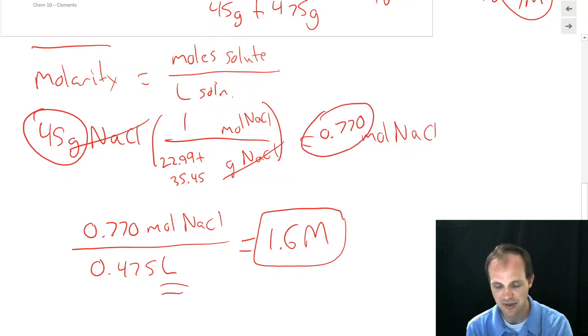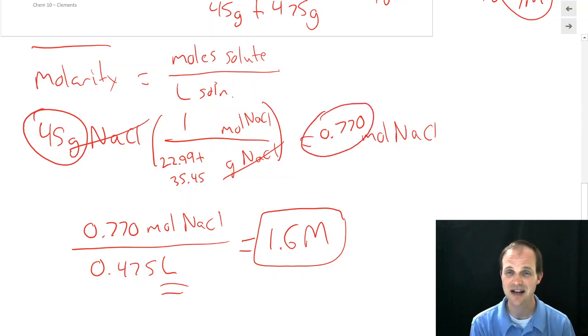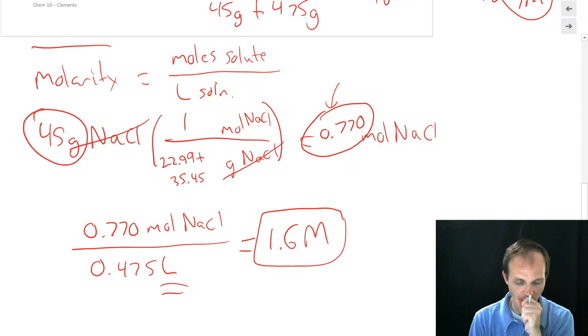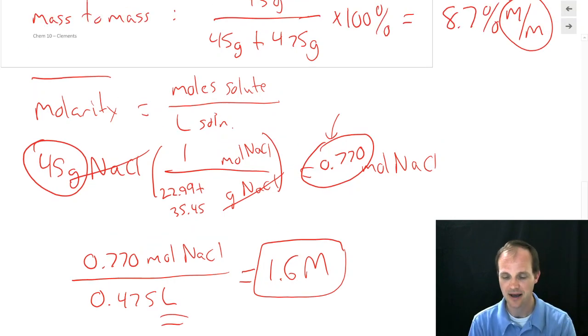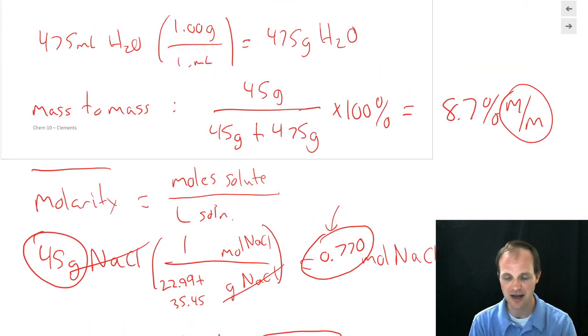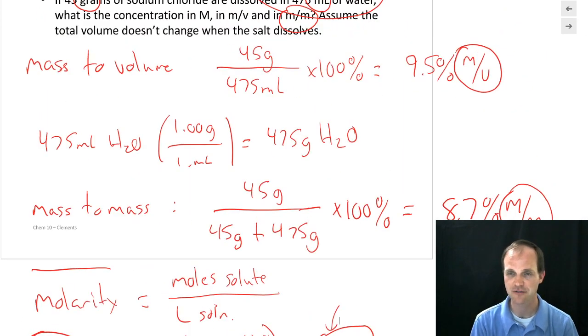The reason I put 3 sig figs in this answer is it's not my final answer. And we're making intermediate calculations, calculations that aren't your final answer. It's actually a good idea to leave yourself 1 or 2 extra sig figs so you don't end up with rounding errors. So that's just fine because it's not my final answer. I don't have to worry too much about the sig figs on it as long as I have extra. So I get 1.6 molar, I get 8.7% m over m, and I get 9.5% m over v.